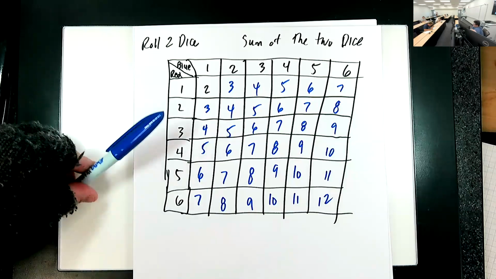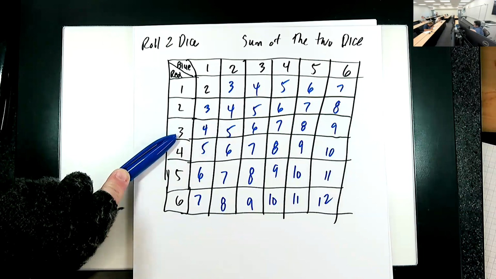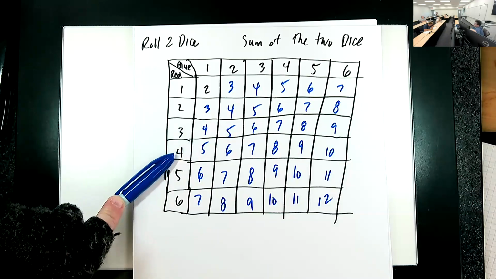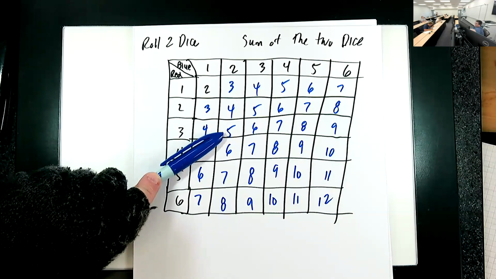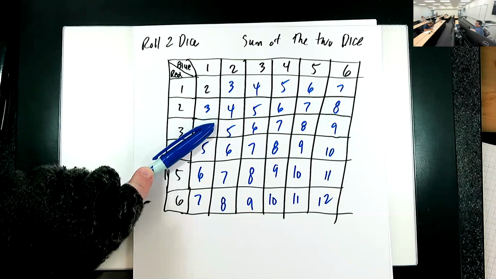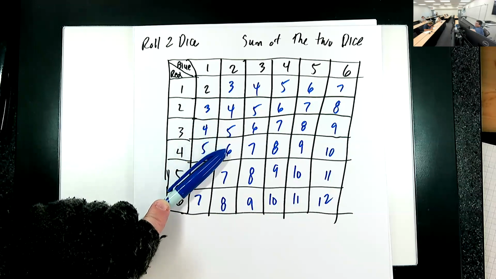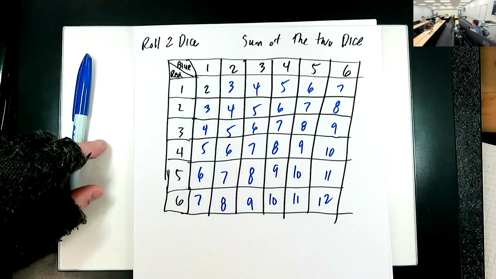It goes faster if you notice along a diagonal like this, the numbers are all the same. So all the numbers along this diagonal are 4. All the numbers on this diagonal are 5. All the numbers on this diagonal are 6. Filling this table goes a little bit quicker.